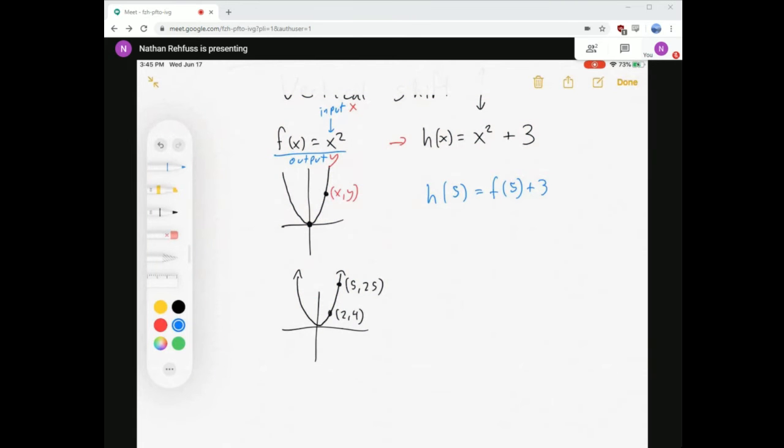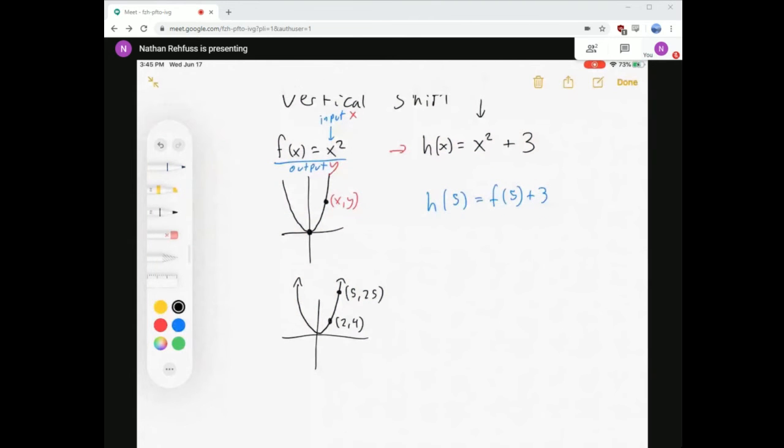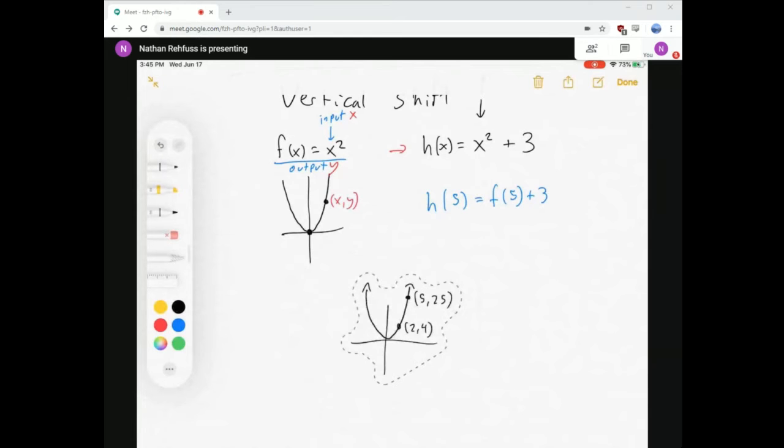So instead of h of 5 being 25, I'm going to take this graph here. Let me draw this in green. h of 5 is going to be 28. And for h of 2, it's 2 squared plus 3. That's the same as f of 2 plus 3. So instead of getting a 4 out, I'm going to get a 7 out. So this is the point (2, 7).